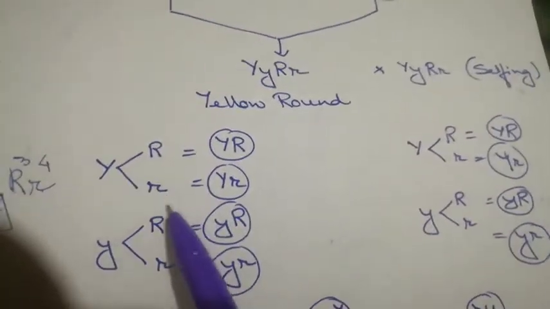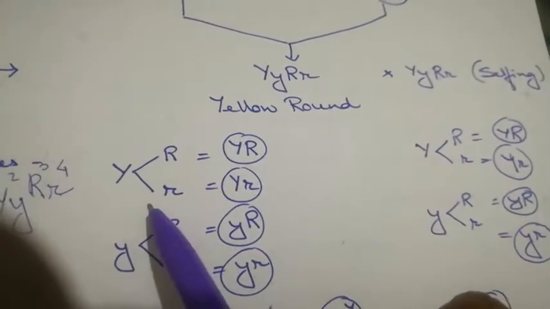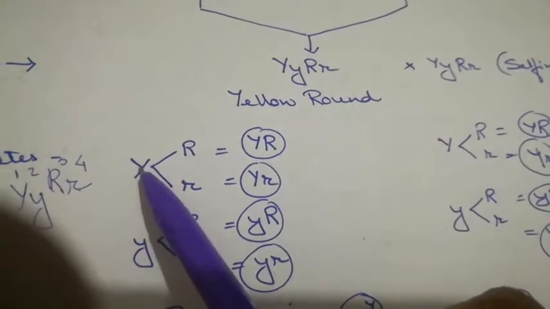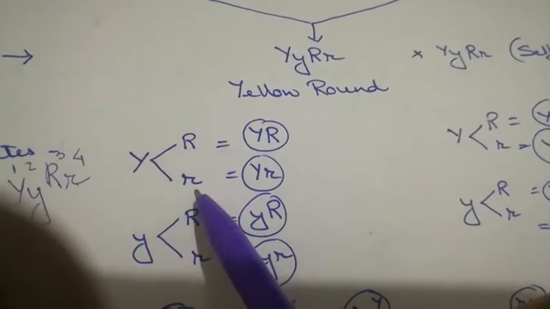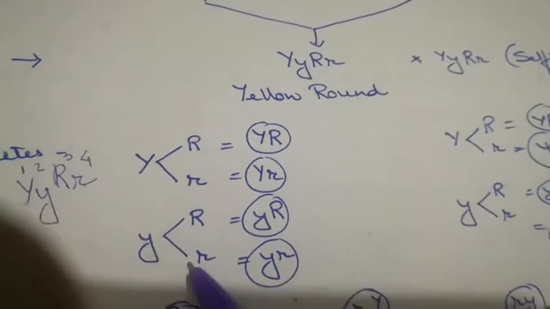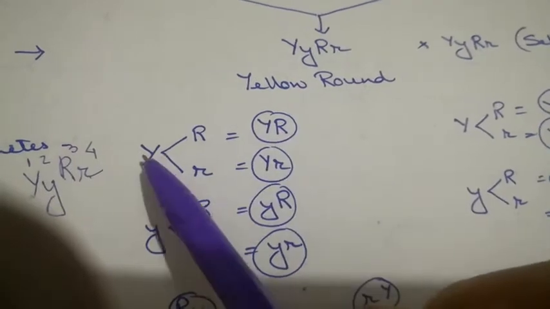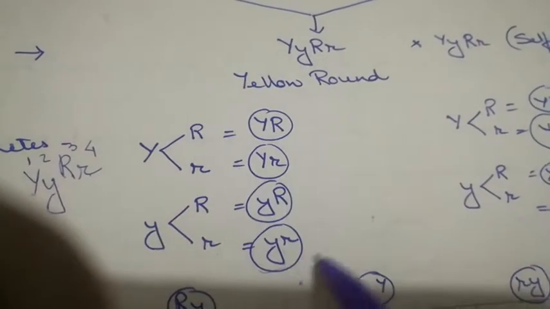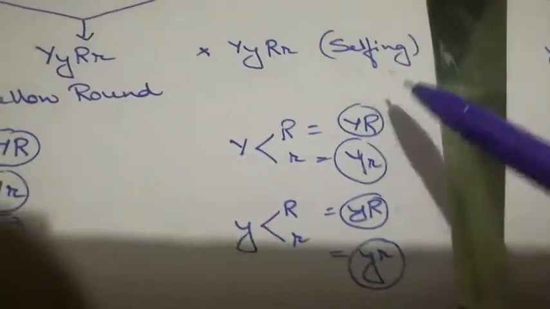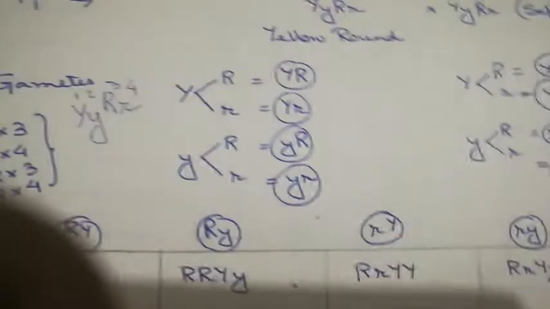Now the gametes produced were, first of all, for taking out the gametes we will use this simple formula. First we will write here capital Y, then we will use this symbol capital R, small y, the same symbol capital R, small r. Now just join them. Capital Y, capital R, capital Y, small r, small y, capital R, small y, small r. These are the four gametes for one parent. Similarly, these are the gametes for the female or male parent, the two parents.